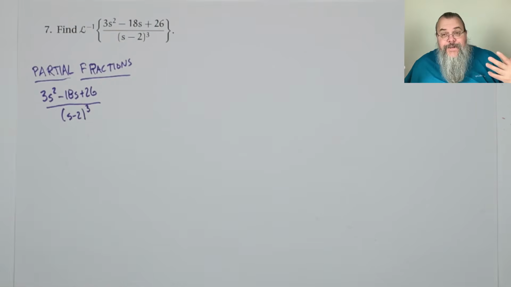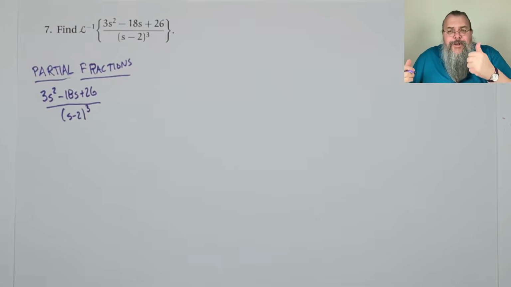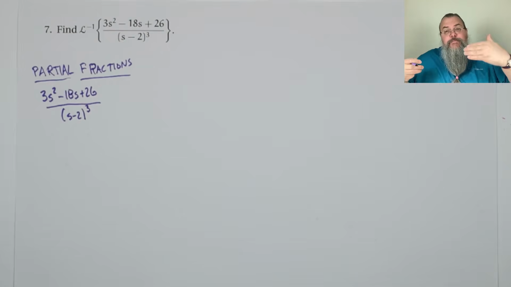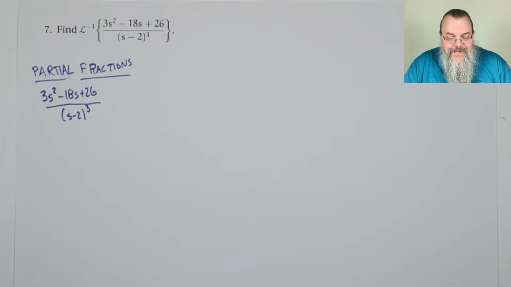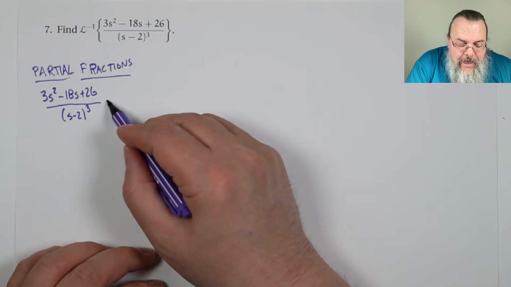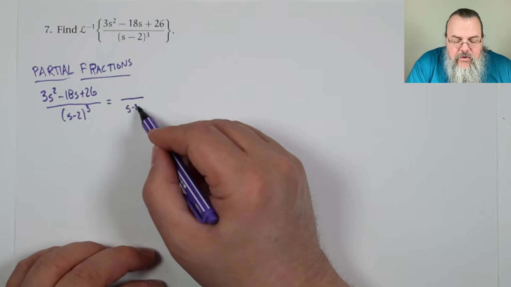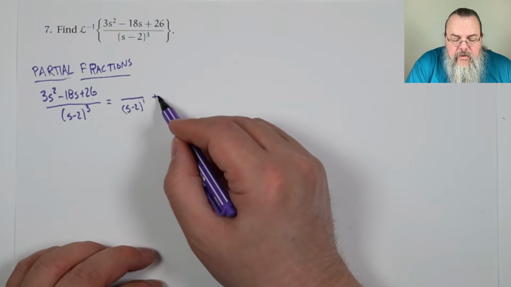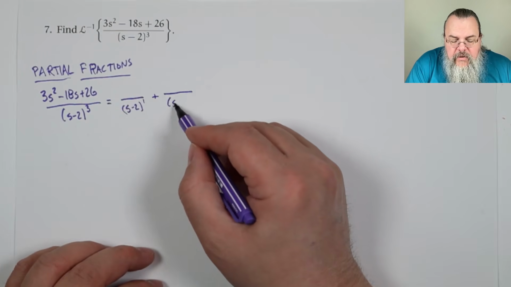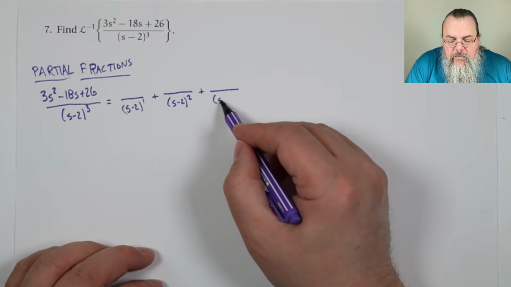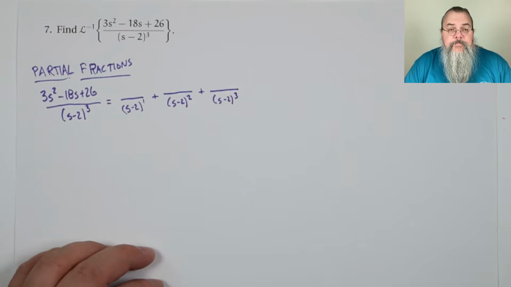Now, you're like, oh, wait, there's only one thing downstairs. Yes, but what's the power? Cube. So when we do partial fractions, when we pull it apart, we've got to build up our s minus 2's. So what will happen is we're going to get something over s minus 2 to the 1, plus something over s minus 2 to the 2, plus something over s minus 2 to the 3.